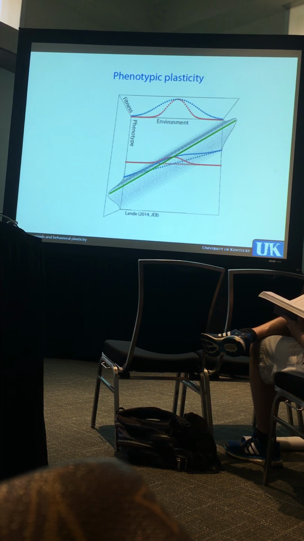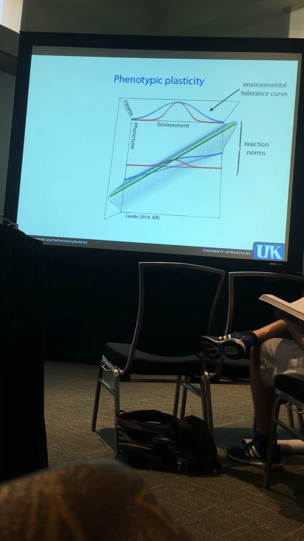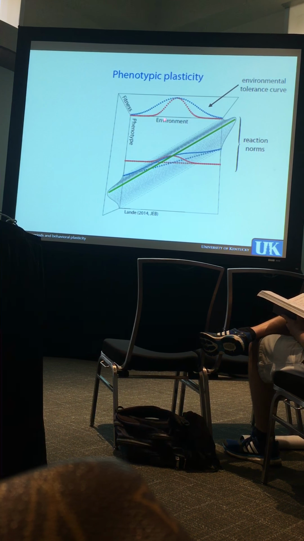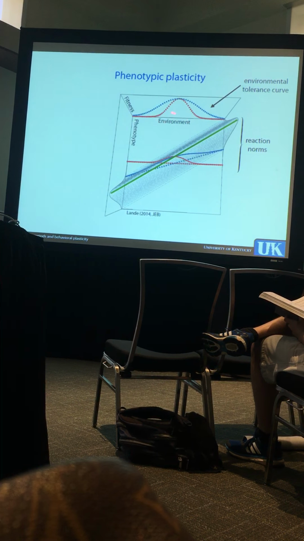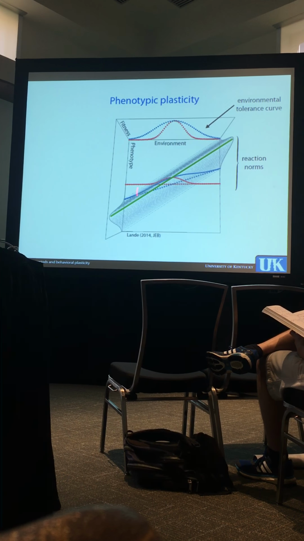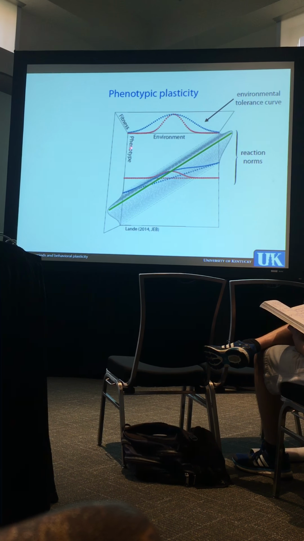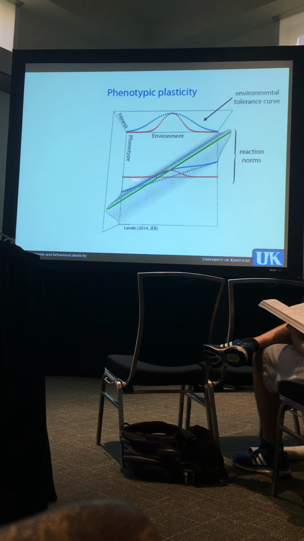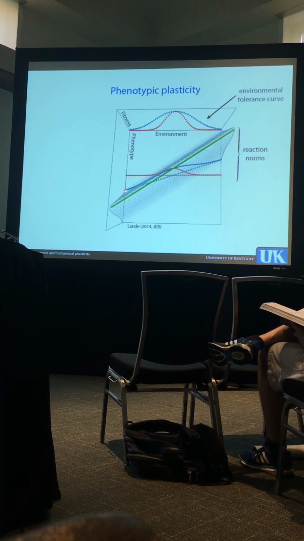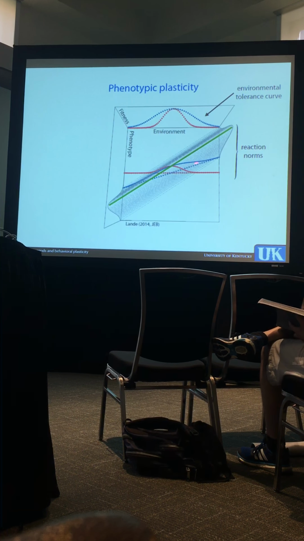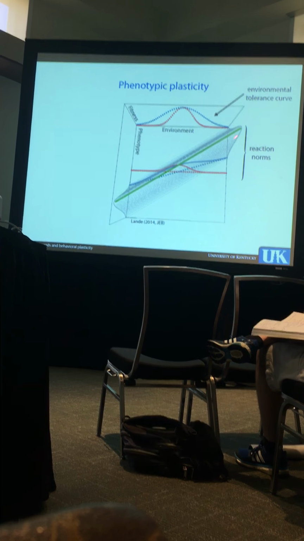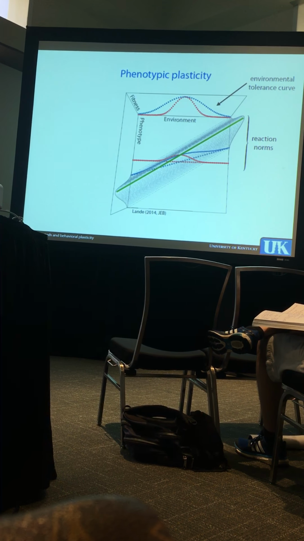So what we plotted here is this idea that there's some kind of environmental tolerance curve where we map what the fitness of an individual at a given phenotype is as a function of the environment. And on the other axis here are a set of reaction norms, and those are just how the phenotype of the individual responds: whether it's constant as a function of the environment, here with this red line, or a shallow straight line as a function of the environment with this blue line, or a steep line with this green line.